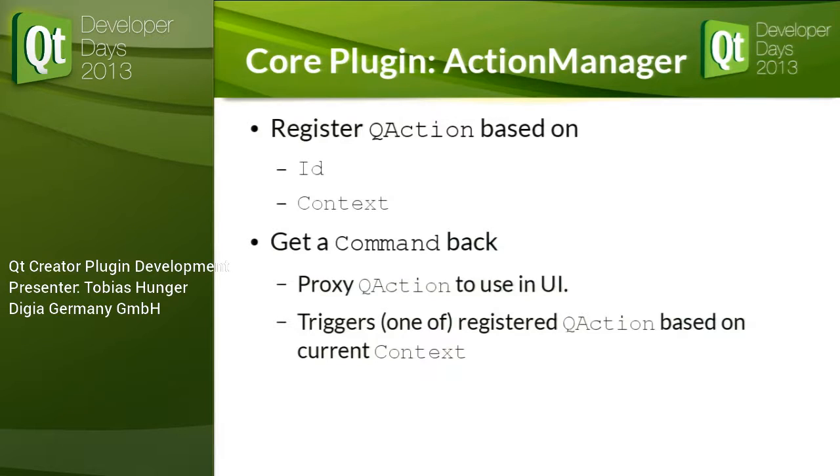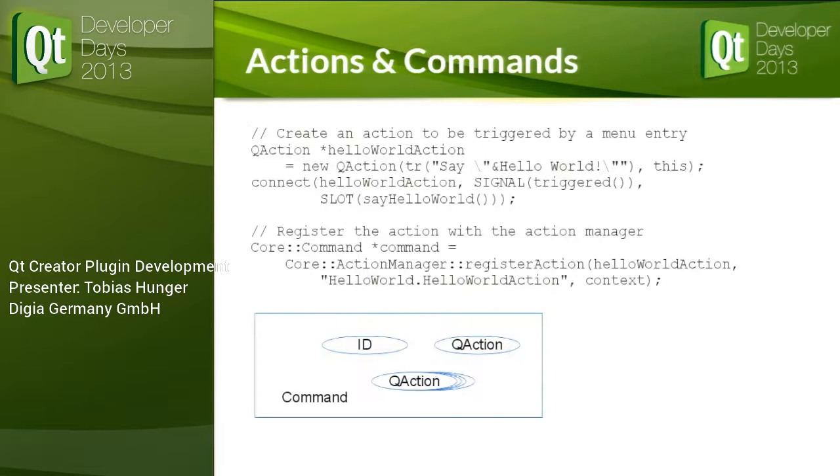so what this command then provides is basically a proxy action which you can then put in the UI. So all the menus have basically the proxy action from a command, and based on the context you're in, like in a C++ editor or in a QML editor, this action will be forwarded to the one action that was registered for the current context, and that one is then triggered. You seem to be nodding, so I hope it's getting a bit lighter there. I have another slide on that, which actually has some code.